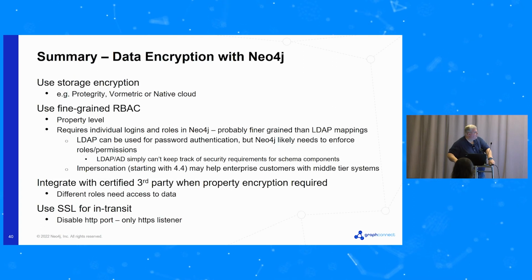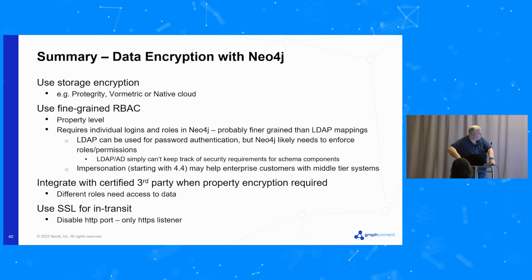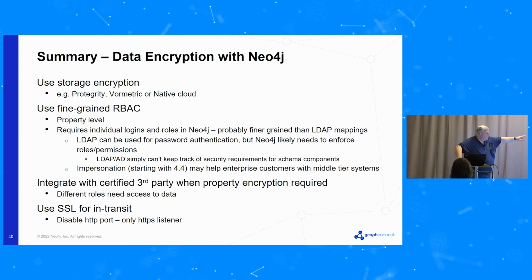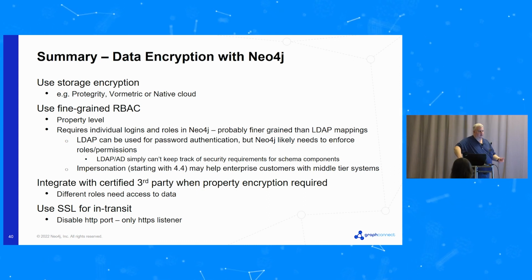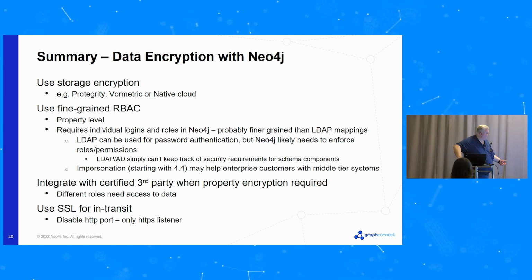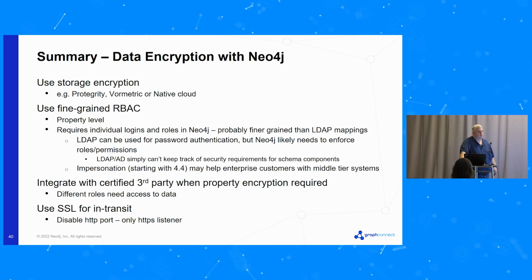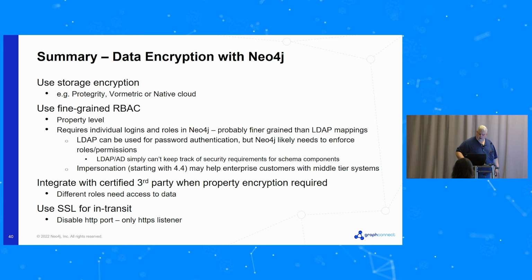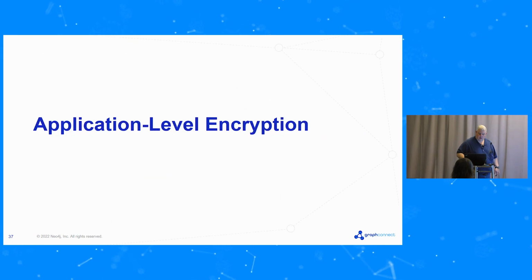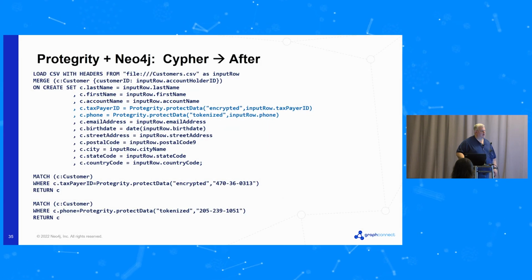So, when you can use storage encryption, you can complement it with role-based access controls. And if you have to use property level encryption, use a third-party API. I know it works with Protegrity. I thought I had the source code in here, but if you really want it, I can send it to you. It's real simple. Like I said, we did it with Protegrity.